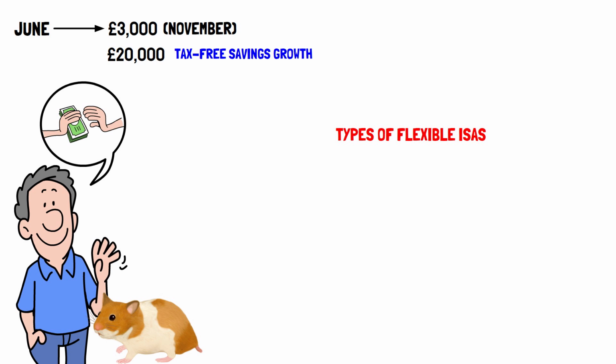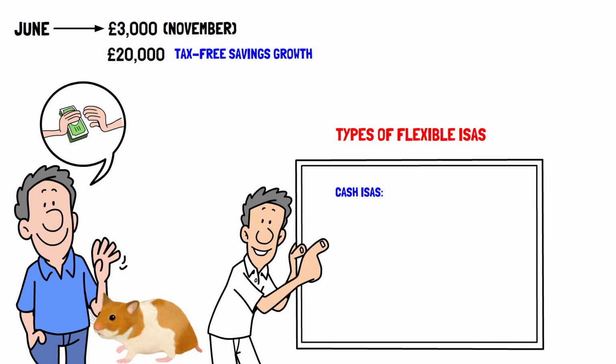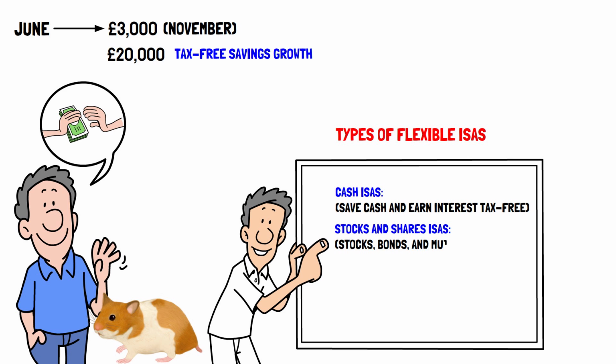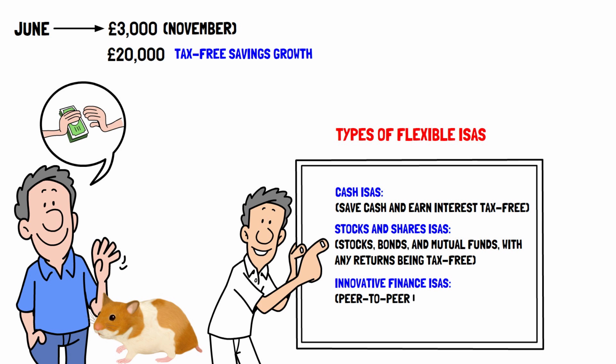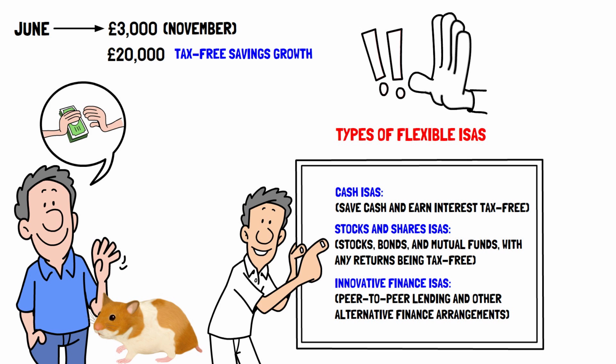Types of flexible ISAs. Flexible ISAs can be offered in several forms. Cash ISAs, and these allow you to save cash and earn interest tax-free. Stocks and shares ISAs. These enable you to invest in a range of assets such as stocks, bonds, and mutual funds, with any returns being tax-free. And innovative finance ISAs. These are used for peer-to-peer lending and other alternative finance arrangements, with interest earned being again tax-free. It's important to note that not all providers offer flexible ISAs, so it's crucial to confirm with your provider if this option is actually available. And definitely don't assume your ISA is flexible, or you can accidentally use up your allowance.